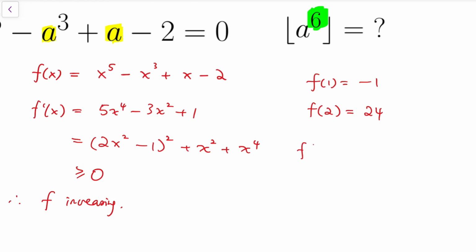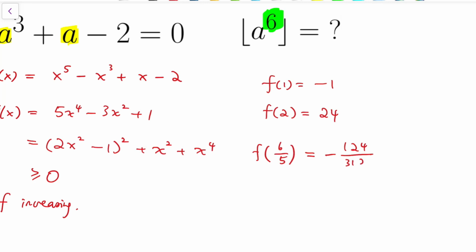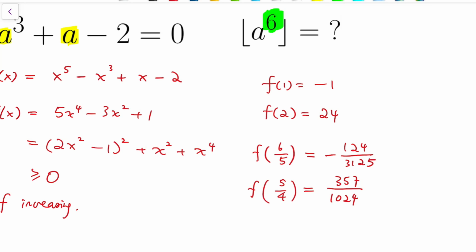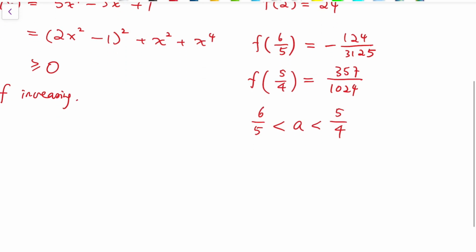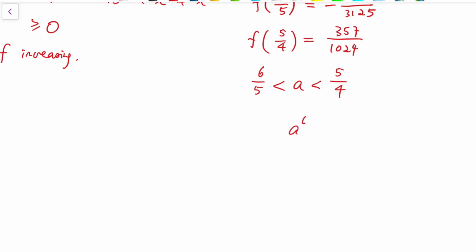Now we can try some other values, and somehow if you try 6 over 5, then the output is minus 124 over 3125, very close to 0, while if we try 5 over 4, then we get 357 over 1024. Again, a number that's very close to 0, but one is negative and the other is positive. So from this we know that actually a is between 1.2 and 1.25. The gap is now much narrower.